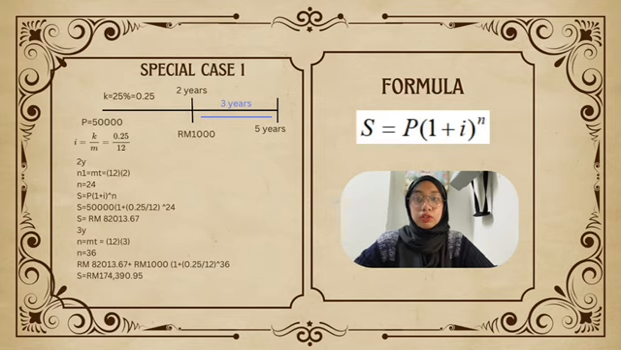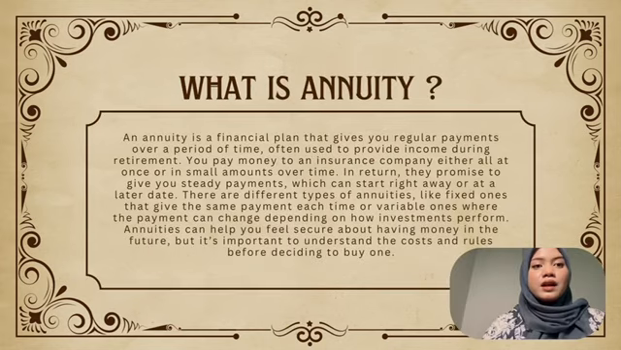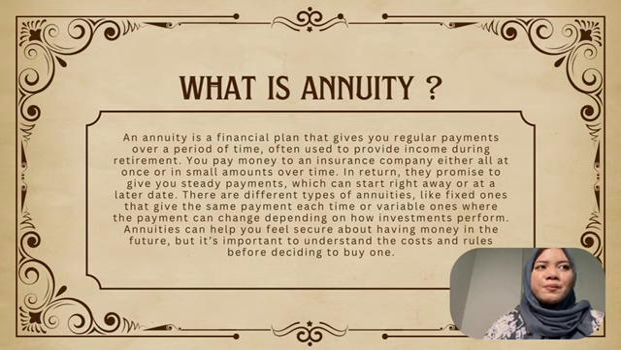So the cumulative value for 5 years is equal to 174,390 ringgit 95 cents. So now we're going to move on to annuity. An annuity is a financial plan that gives you regular payments over a period of time, often used to provide income during retirement. You pay money to an insurance company, either all at once or in small amounts over time. In return, they promise to give you steady payments, which can start right away or at a later date.